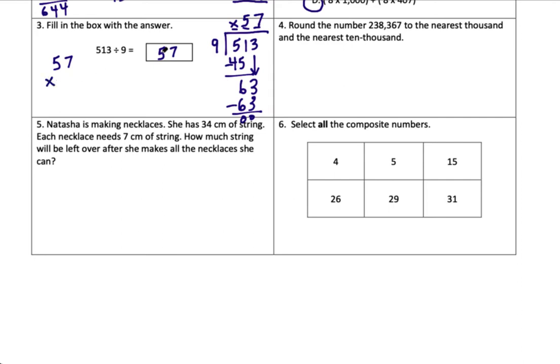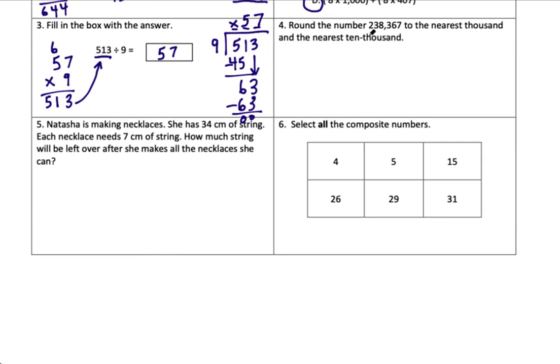57 times 9, so your quotient, your answer, times your divisor should equal your dividend if you get it right. 9 times 7 is 63. 9 times 5 is 45. Plus 6 would be 51, which would be 510, plus that 3, 513. So you know you got that right. It's a good way to verify your answer.